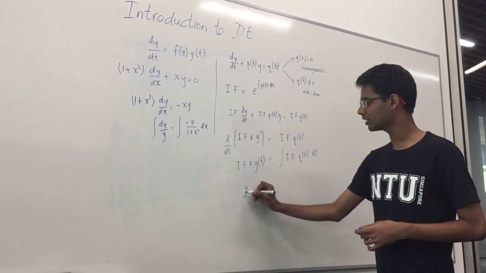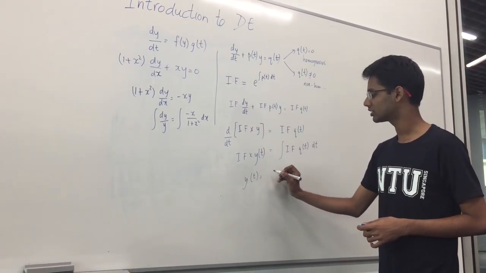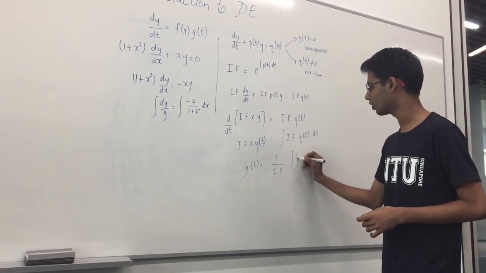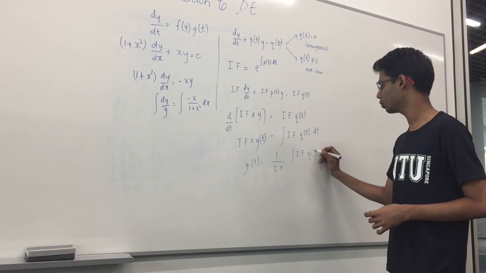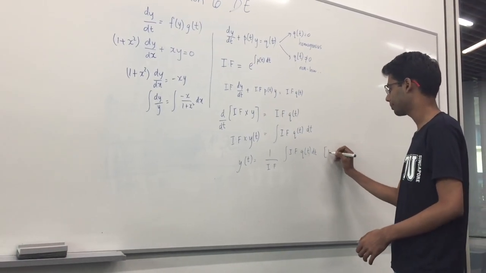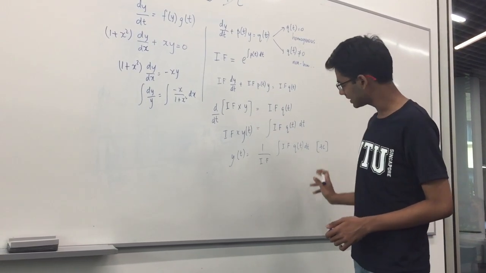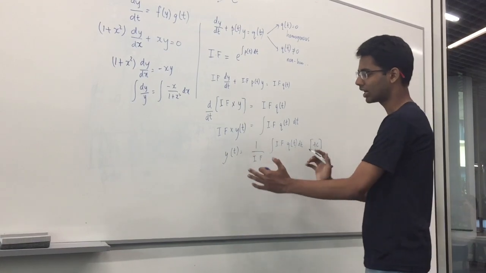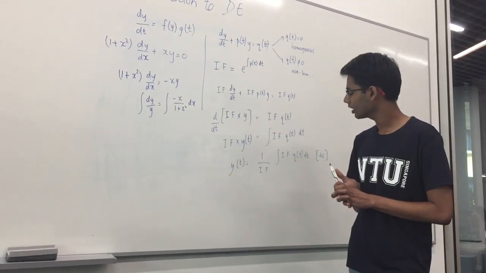And so another thing for y of t is simply 1 over the integrating factor times the integral of integrating factor times q of t dt, and after you integrate it, you will be getting plus c. Plus c is again very important. So this is how you can solve for y of t.